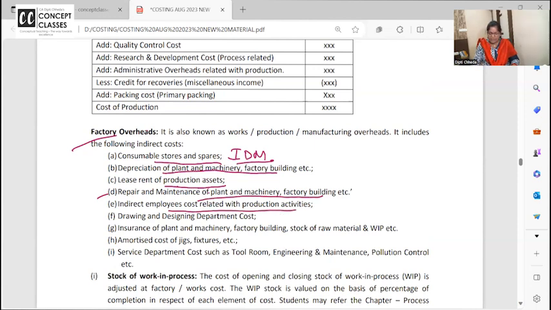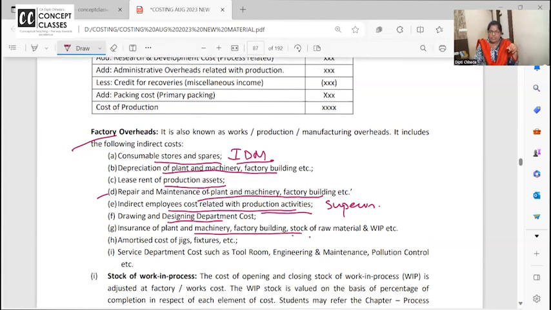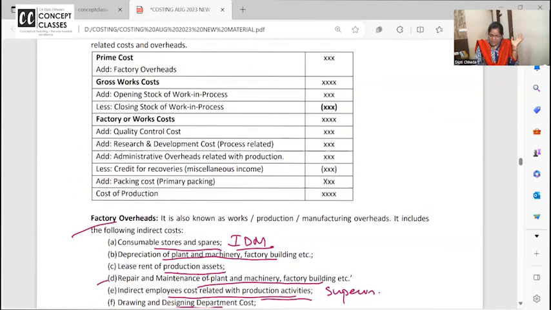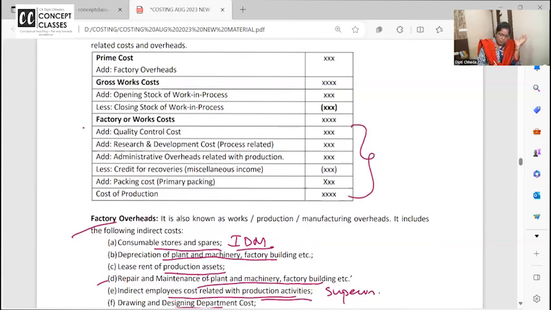Indirect labor. What is indirect labor? I may have some supervisor in the factory who's looking after all the departments. So he is indirect labor, factory overhead. Drawings, design, insurance of the plant and machinery, building, stock insurance. Stock insurance will come here. Yes. If it is only insurance for purchases, then you take it up there, otherwise factory overhead. Right? Service department, all the expense. This is the point which is asked too much in exam. Pause and learn it.